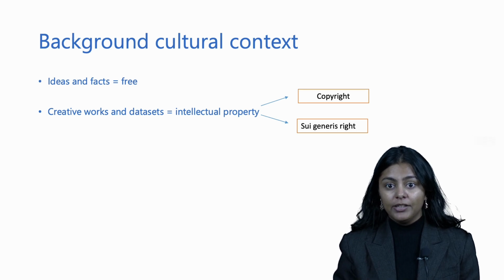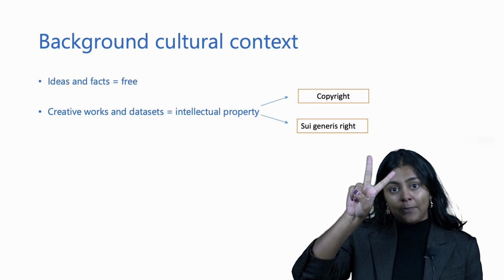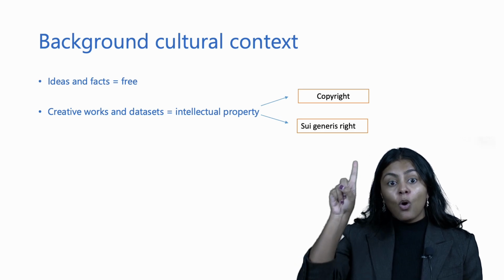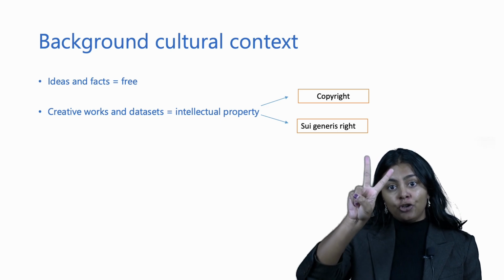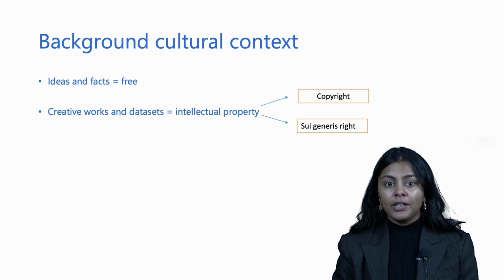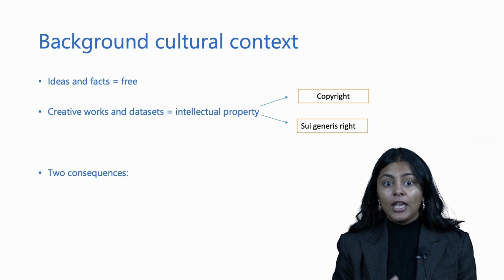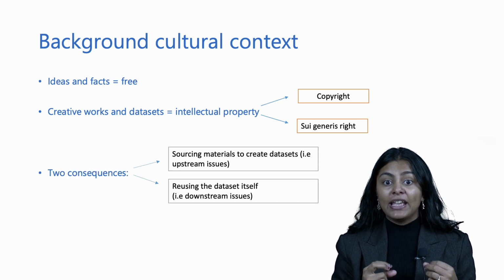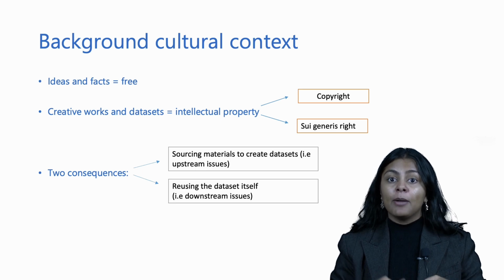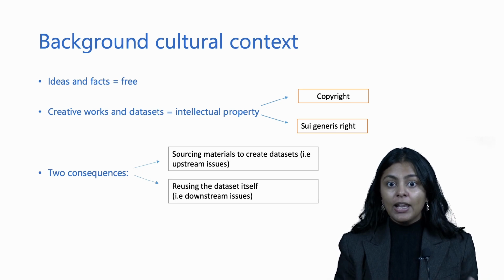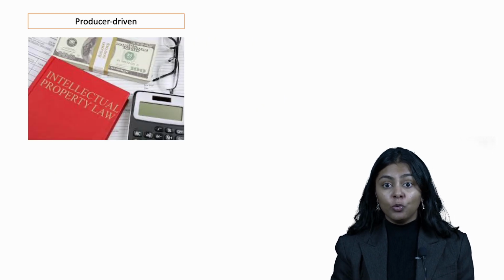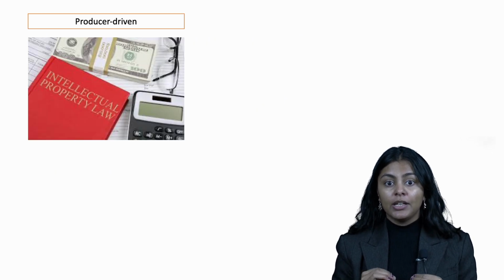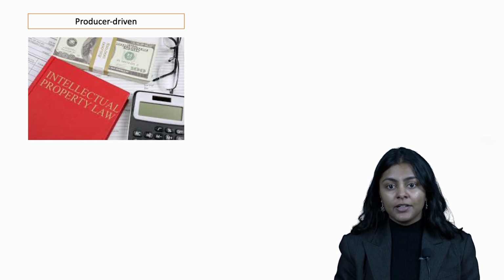In the European Union, a data set can receive two types of intellectual property protections. One, the structure of a data set can be protected under copyright, and two, its contents can be protected under the sui generis right. These intellectual property rights limit how existing data and information can be compiled into a data set, as well as how a data set can be further reused. Intellectual property rules create a producer-driven data ecosystem, where the creators decide how their creations can be reused.